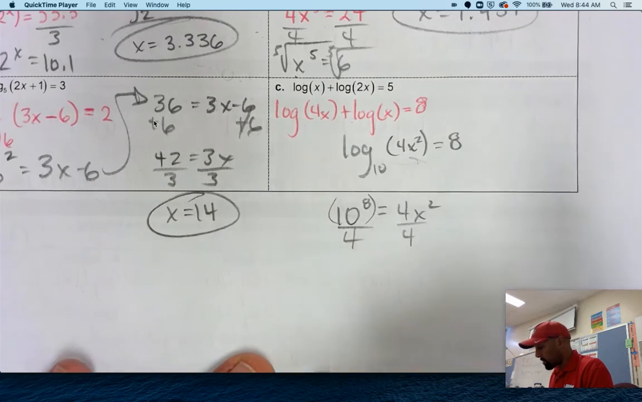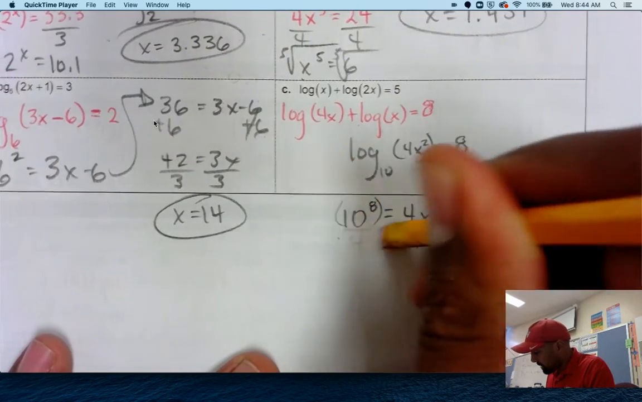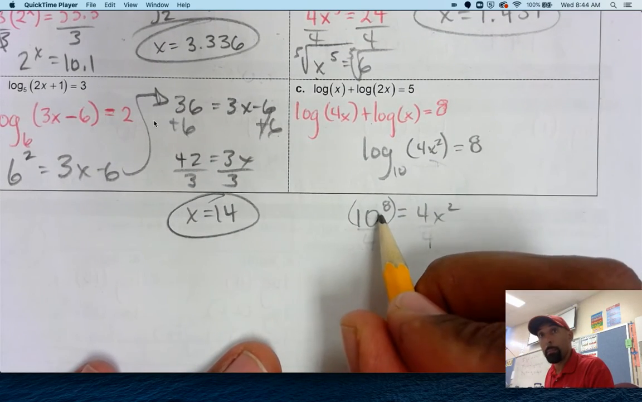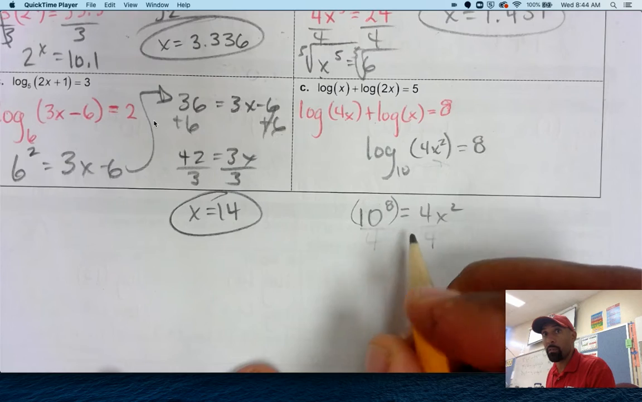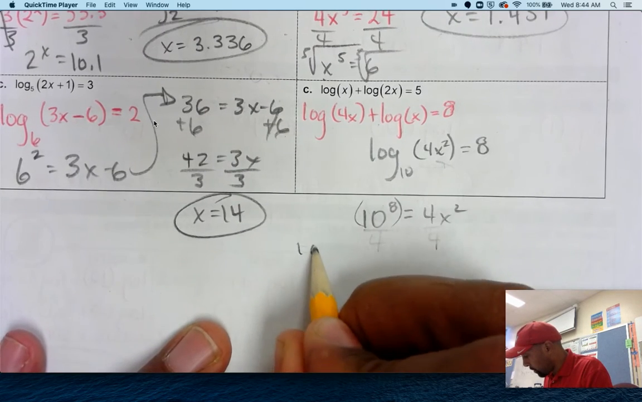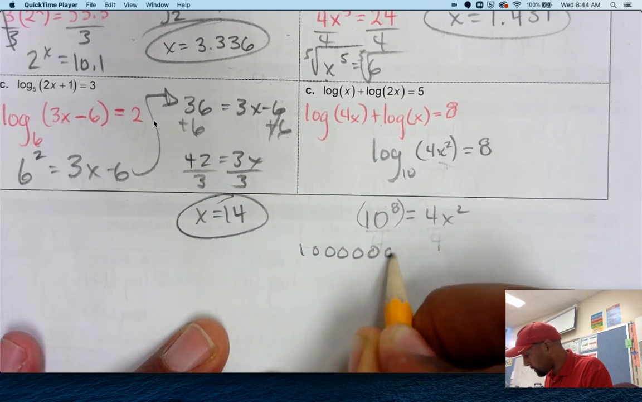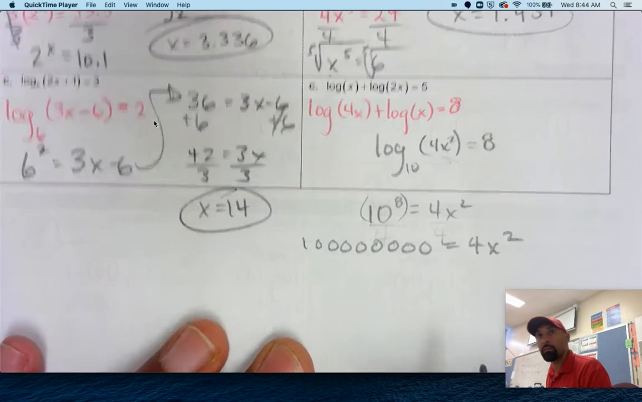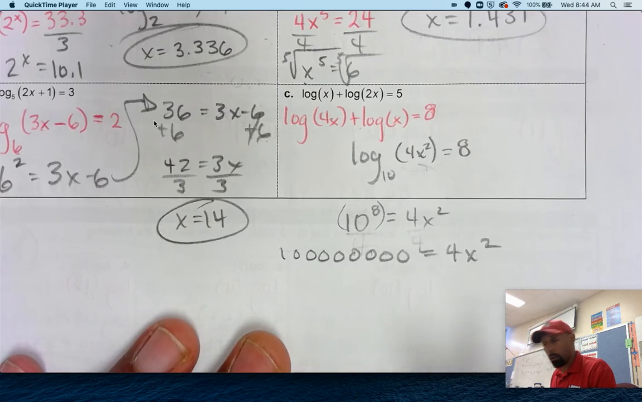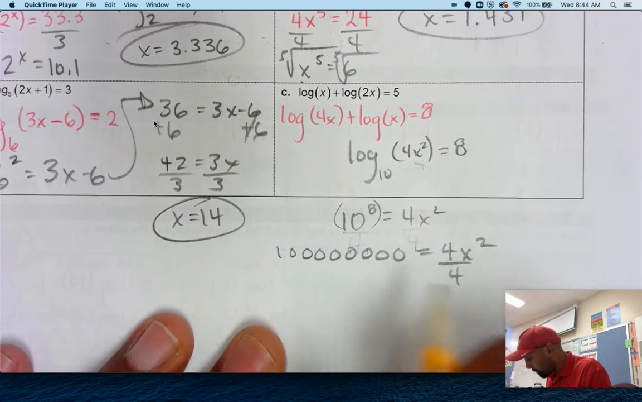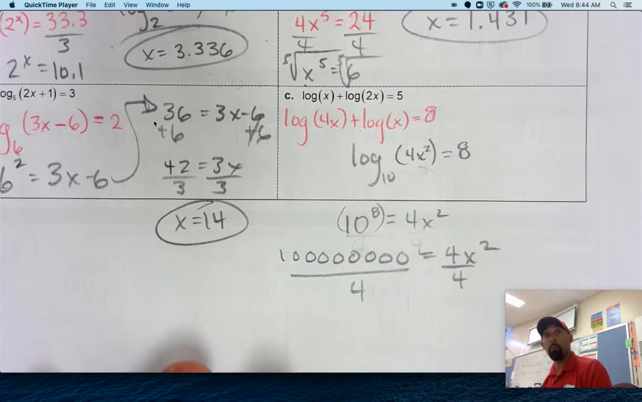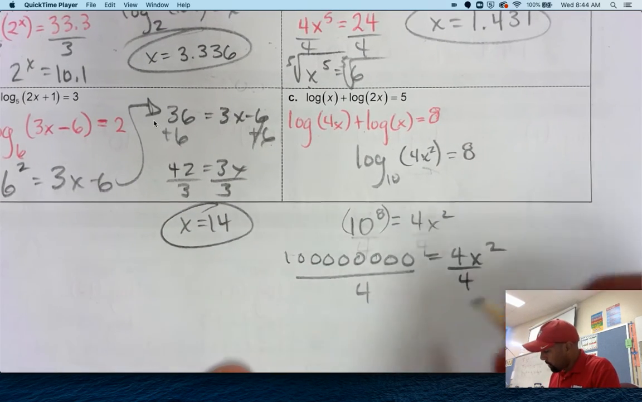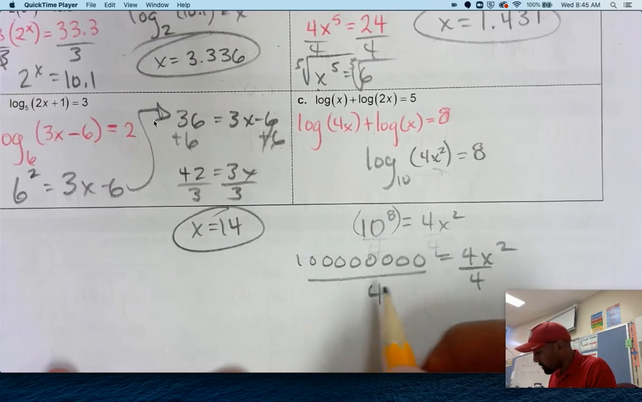Okay, and actually what we'll do to simplify things so we don't get too confused, let's do that first. So 10 to the power of 8 means I have 8 zeros after the 1. So it's going to be 1, 2, 3, 4, 5, 6, 7, 8. Okay, equals 4x squared. You're like, holy smokes, that's a big number. All right, now let's divide the 4. Now you can understand why I wouldn't want to divide 4 first, right? Because that would mess up the value. All right, so now let's go ahead and divide.